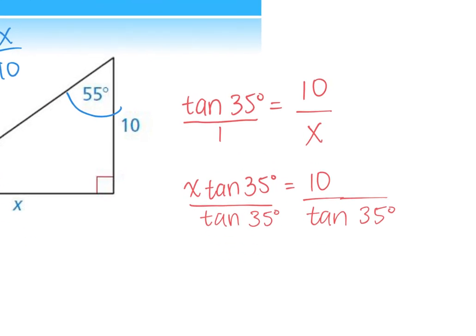All right, so we've got x equals 10 divided by the tangent of 35 degrees. And we can use a calculator and plug in 10 divided by the tangent of 35 degrees. And you should get 14.28, which is 14.3.